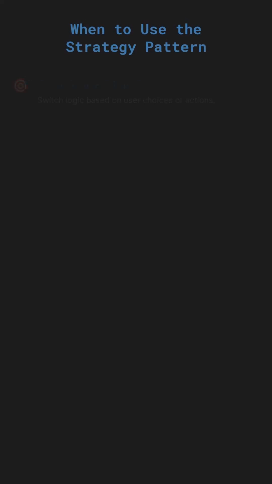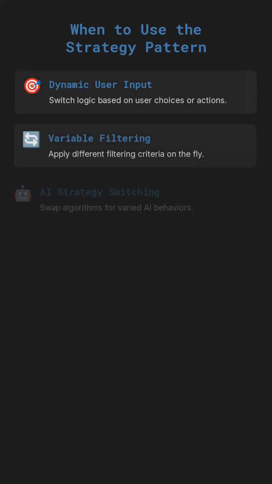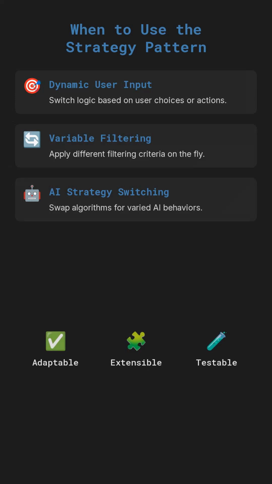Implement the strategy pattern when your application's logic needs to change dynamically based on various factors, such as user input, different filtering criteria, or even in AI systems where you need to switch between various strategic behaviors. It provides a clean and extensible way to manage multiple algorithms, making your code more adaptable to new requirements and easier to test each strategy independently.